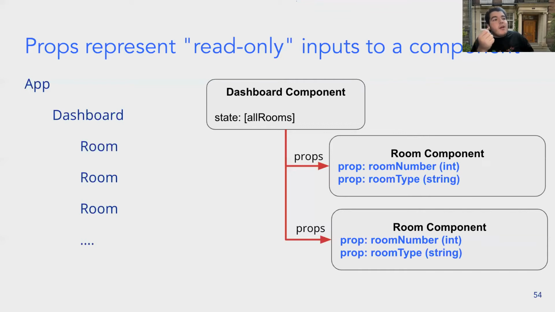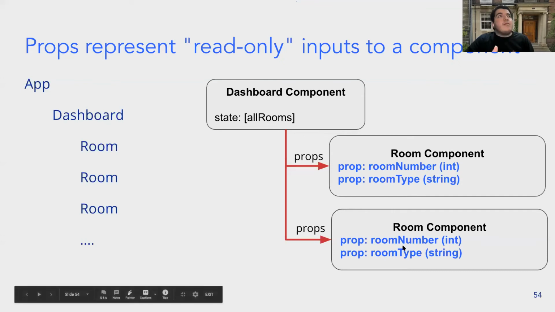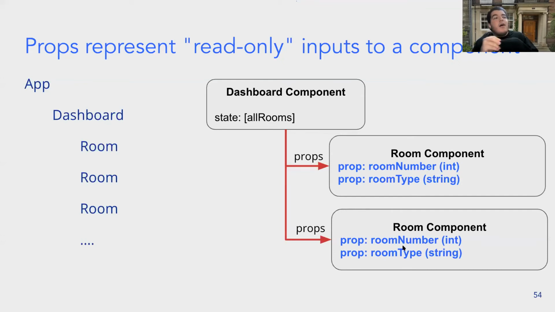The key thing about props is that they're independent, right? So this first room component cannot change its own props. If I'm a room assigned to room 100, I can't say, oh, I'm going to change myself to 101, because it's a prop variable, it's read-only, it's something that's predefined at a higher level component. And in this case, it is the dashboard component.